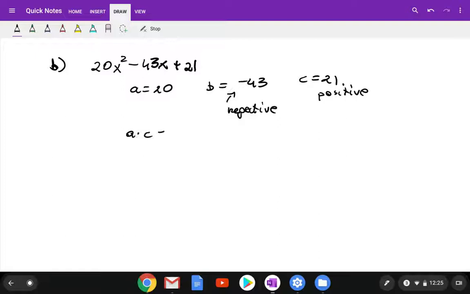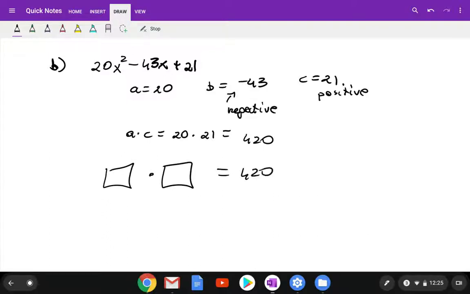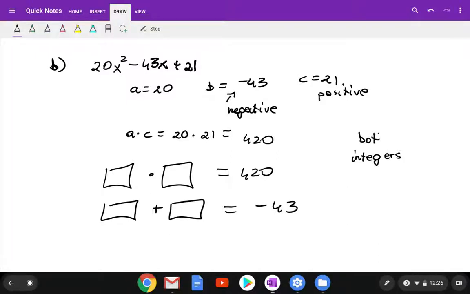A times C is equal to 20 times 21, which is 420. And now we're looking for two integers which by multiplication give you 420. The same two integers by addition have to give you b, which is negative 43. So we talked about it: both integers must be negative.